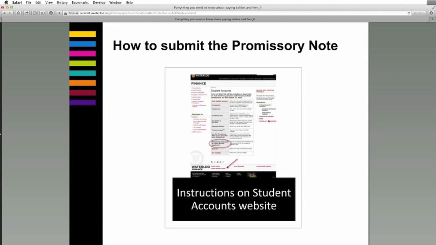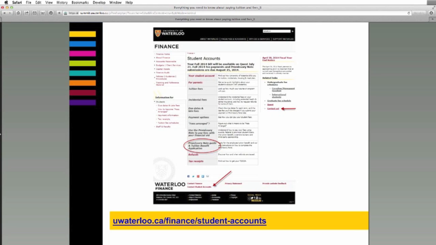In addition to finding instructions on our website, you can find a whole lot of other information and a way to contact us. So if for some reason you don't get the instructions or you have questions before you go in to actually submit the promissory note, you can certainly contact us by the Contact Us form. You can send an email to studentaccounts@uwaterloo, or you can actually call in. That's not the best way to get fast response, but it can be done.